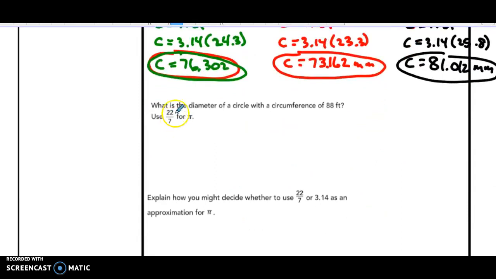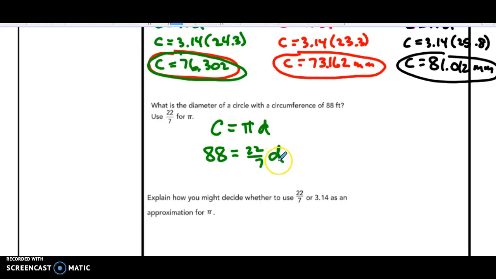Now, if you are asked to use 22/7 for pi instead of 3.14, that's perfectly fine. We will write the formula that we need. I'm trying to find the diameter. I'm going to say C equals pi d, but this time I know the circumference, so I'm going to put that in for C, and I'm going to put 22/7 in here for pi.